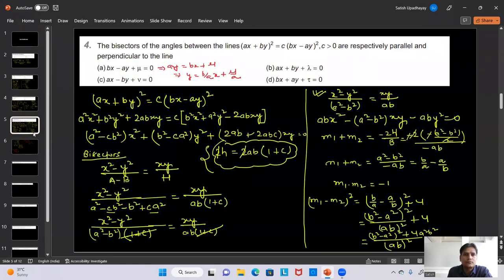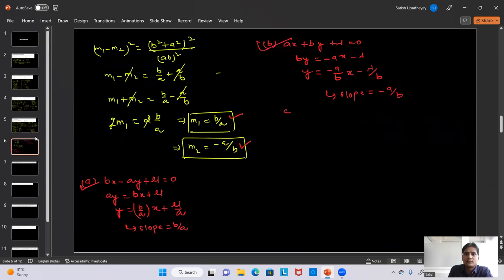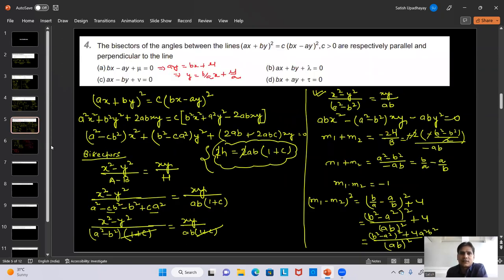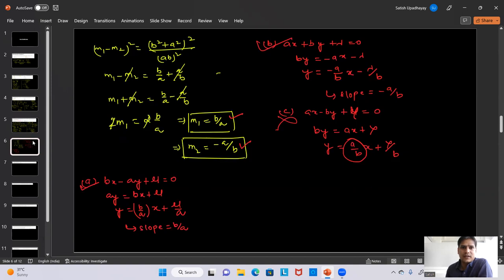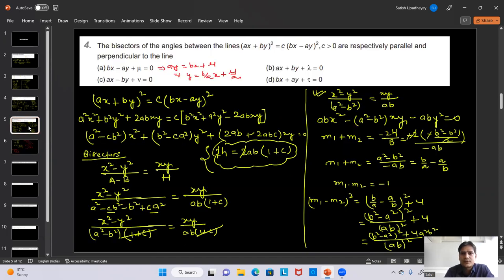Now let's see this option C. Option C is ax minus by plus gamma equal to zero. Now here by is how much? ax plus gamma. So y is a upon b x plus gamma upon b. No, none of the lines has slope a by b. So this will be wrong. Similarly, in option D, I think the slope is minus b upon a. So no, we don't have any slope of that, minus b by a. So option D is also wrong. So I think both these options A and B will be correct. So it seems like this is also a multiple choice question. So yes, options A and B both will be correct.